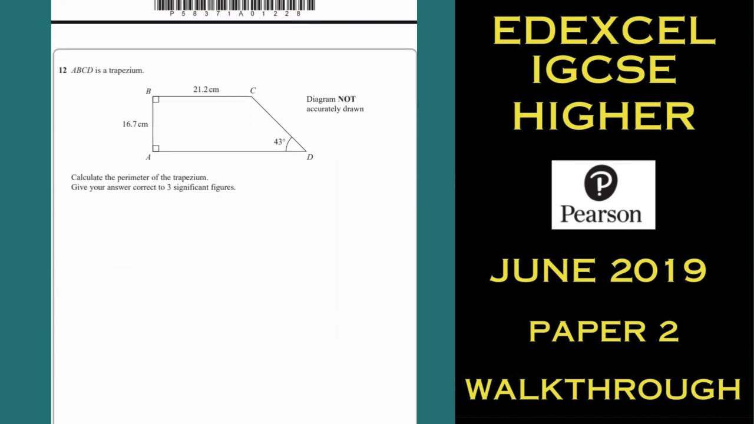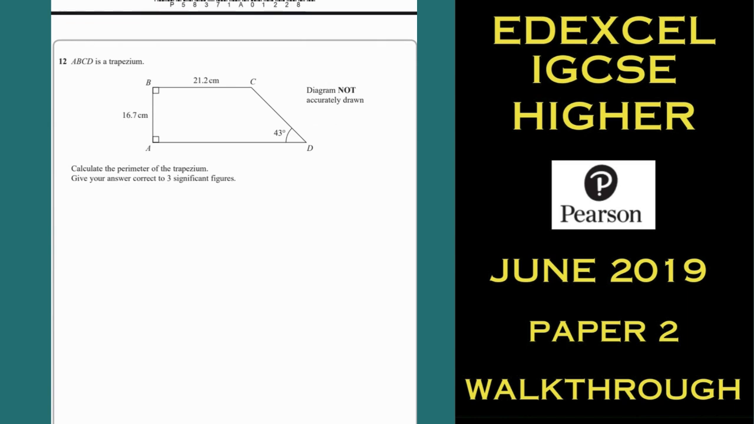Number 12. So to calculate the perimeter, let's go logic. If I want to work out the perimeter, I need the length AD. But with a trapezium, there's not a lot you can do. You've done a lot more work on triangles. So we know that that is 21.2 if that line is perpendicular. If it's wonky, it's not. So there we go, people. It's a hidden SOHCAHTOA question.